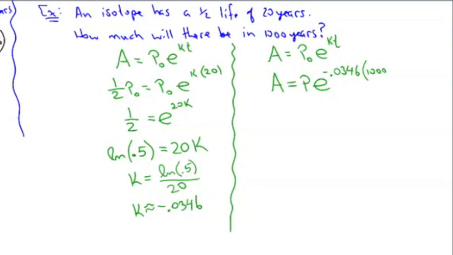Wouldn't that be 1/2 P sub 0? We only use the half P because after 20 years, we're going to have half of the material left. That's the only reason we use that half over there. But when we come back to the original problem, we substitute in the k, we still have our initial population, and we're looking for a new amount. It's not going to be a half.